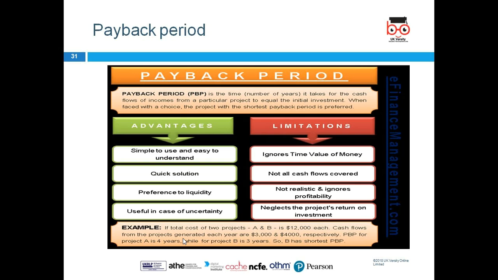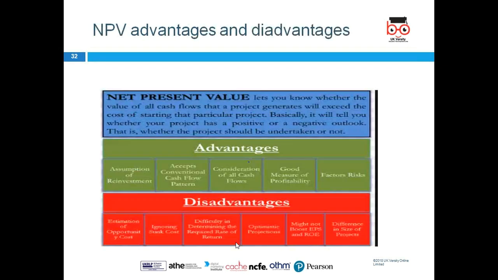B. If you invest 12,000, B is better because B will take only 3 years. B is better because it takes less time. What you invest, you get the money back, yes? So shorter is better, okay?